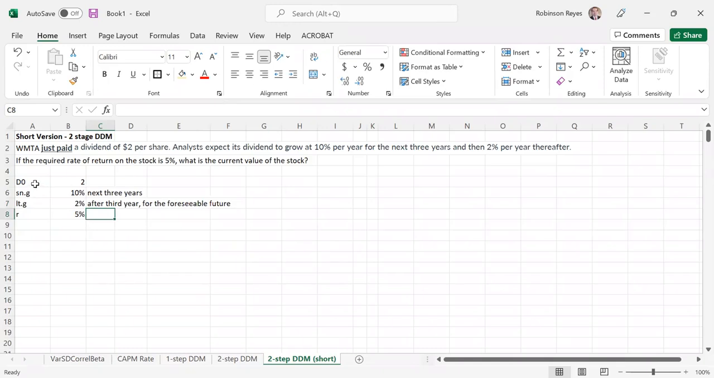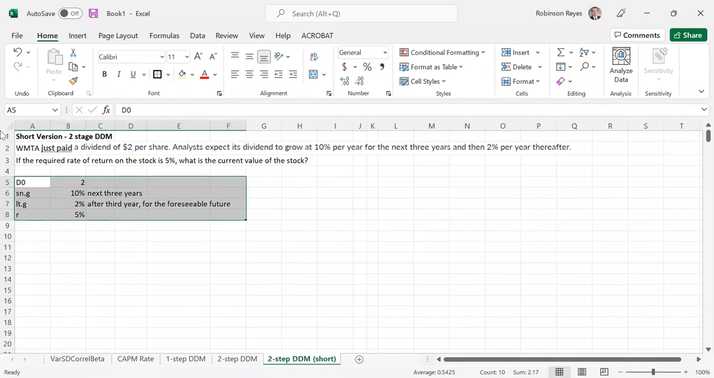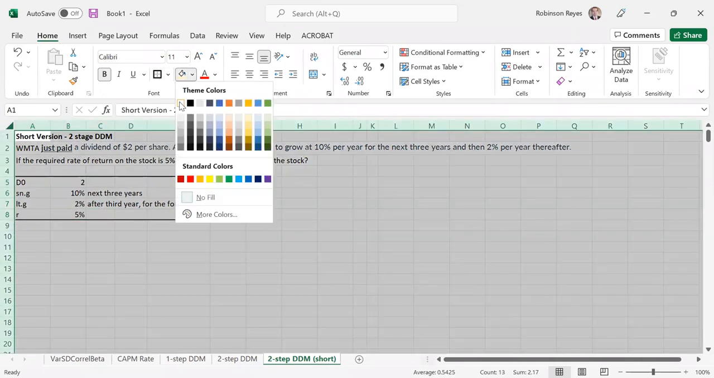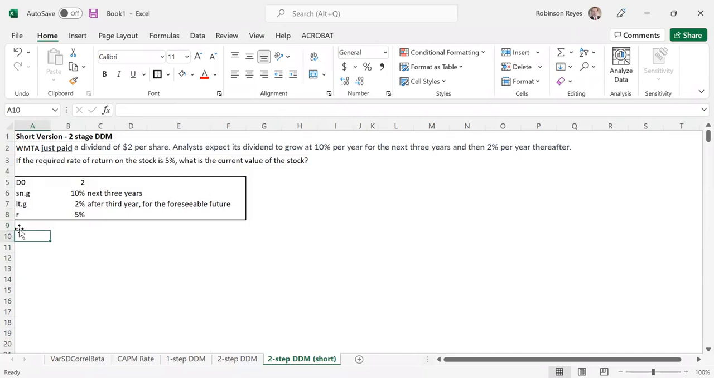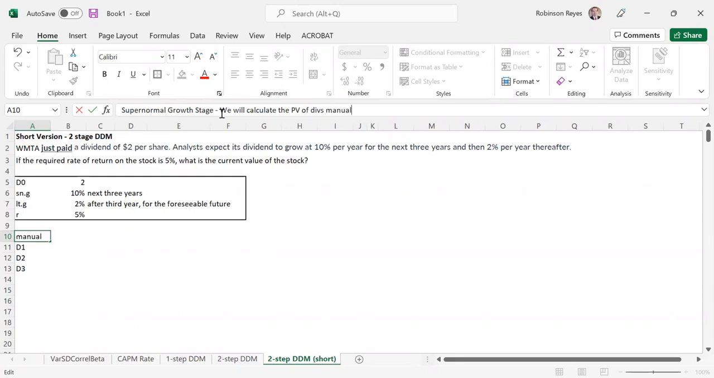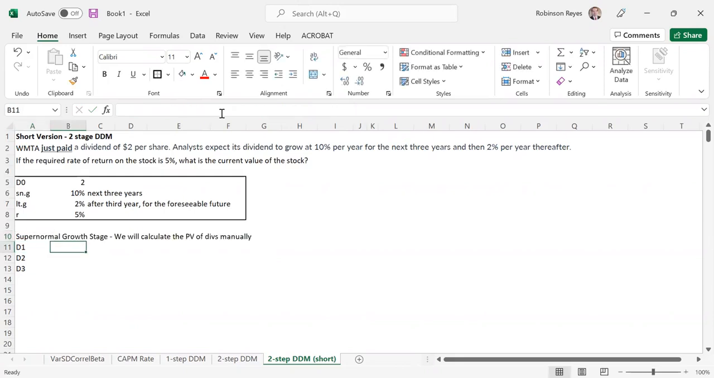And now we have all of these variables here. So the way to work with a two-step dividend discount model is the following. First, we cannot use the dividend discount model whenever the growth rate is higher than the discount rate. So therefore, these initial dividends, D1, D2, D3, the super normal growth stage, we will calculate the PV of dividends manually.